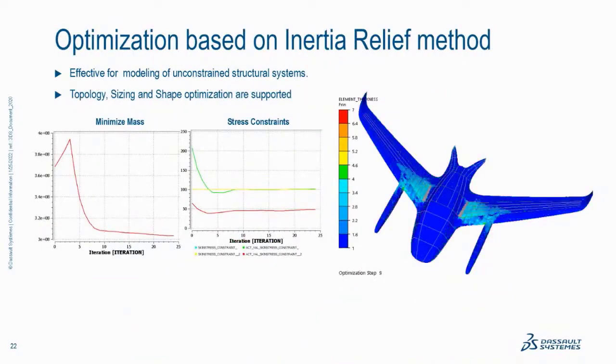Finally, we have the optimization based on the inertia relief method. The idea here is that the user can simulate and optimize unconstrained structures. So to do this in a static analysis, how do you create static equilibrium? This method uses the inertia of the structure itself. And this means you can analyze and optimize, for example, here, a free-floating aircraft. And we will support this from 2022. And it is possible to do this for 3D structures.